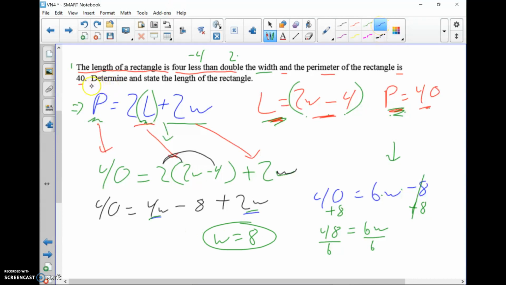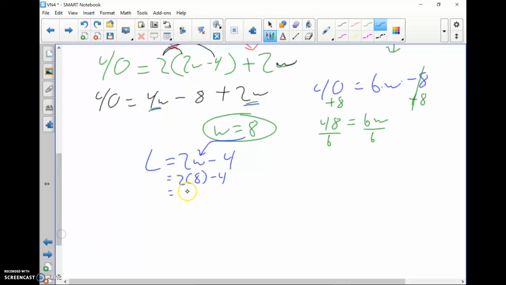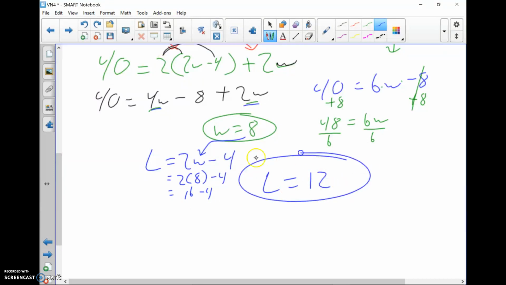And then you really want to take a look at one of the best habits you could have in math, which is to reread the question, especially this part. Determine and state the length of the rectangle. We didn't do that. Sometimes people say the length is 2W minus 4. No, they want the actual length. What is it? Is it 5, 6, 10, 12, 13? Well, I know W equals 8. I can use that now since I know that L equals 2W minus 4. Since W is 8, I can now replace W with 8. So it's 2 times 8 minus 4. And 2 times 8 is 16 minus 4. We're going to get L equals 12. The length of the rectangle is 12.